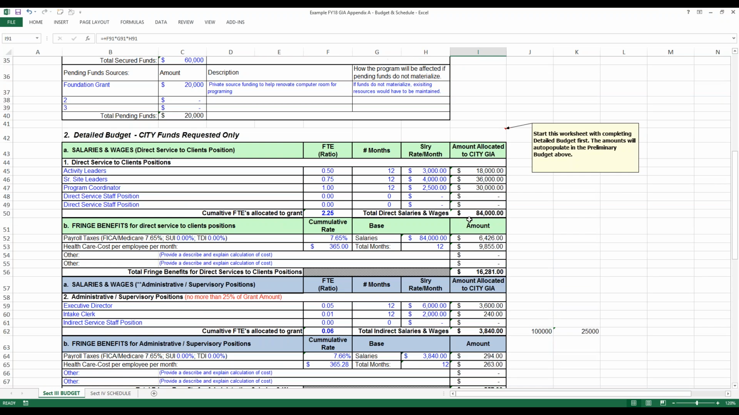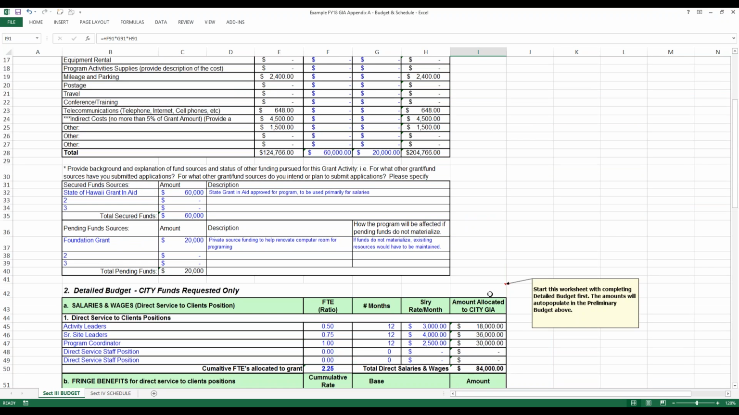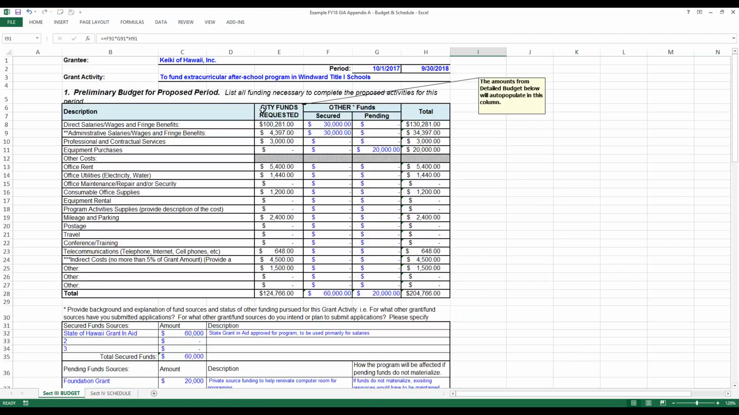Again, for the detailed budget, you fill it out, and all the totals will show up in this city requested column right here. Make sure that this total matches the total from the detailed budget, especially when you start adding new rows, then the formula may not be copied. So make sure, again, these two amounts match.